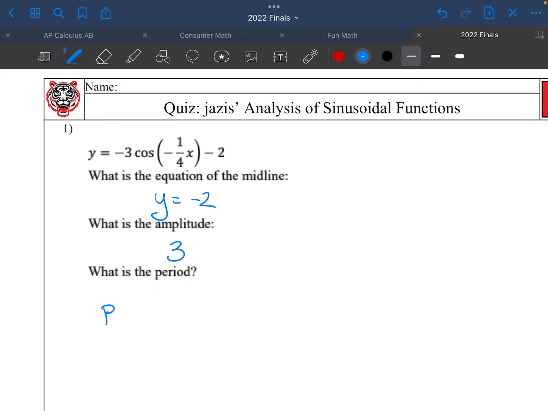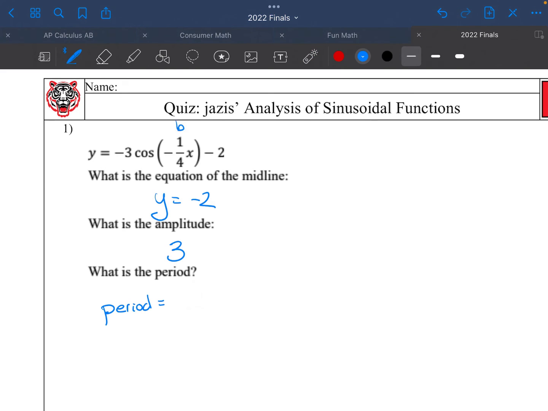The period is a formula given by that number. I'm going to call this number here b. It's the number in front of the x. So the coefficient of the x in this case is -1/4. Again, ignoring the negative, so b is 1/4.